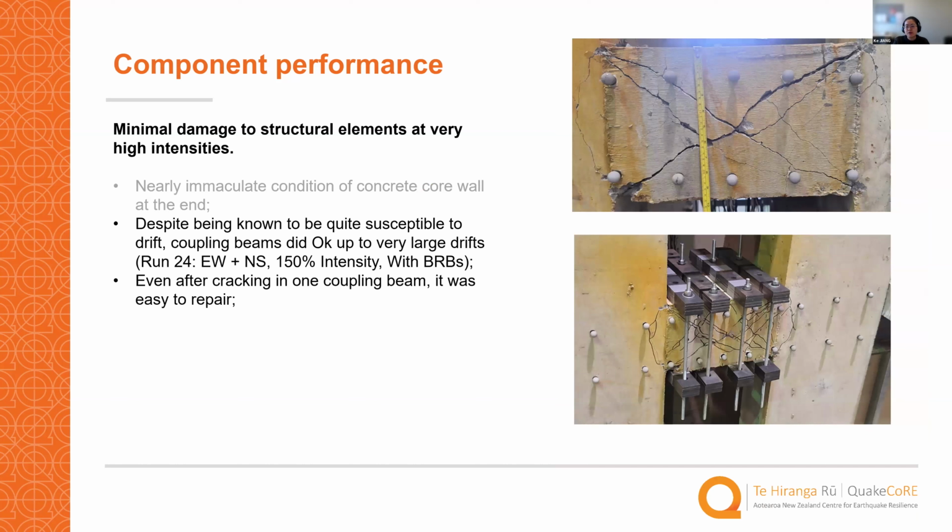However, there's some minor damage to the coupling beam. As we know, the coupling beam is quite susceptible to drift. Even with that, the coupling beam was quite okay up to very large drift until round 24, which is bidirectional shaking with an intensity of 150%. We observed some shear cracks on the coupling beam, but we used a very simple way to repair it, just some steel plates and anchors. And it works.